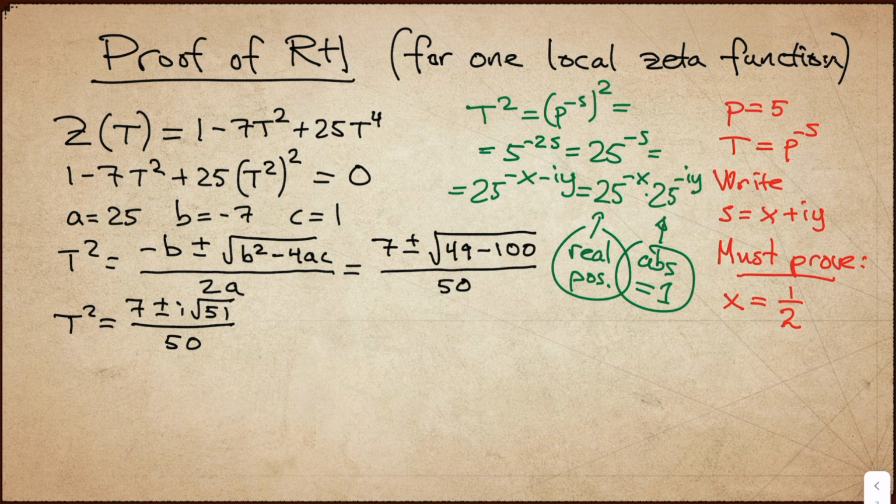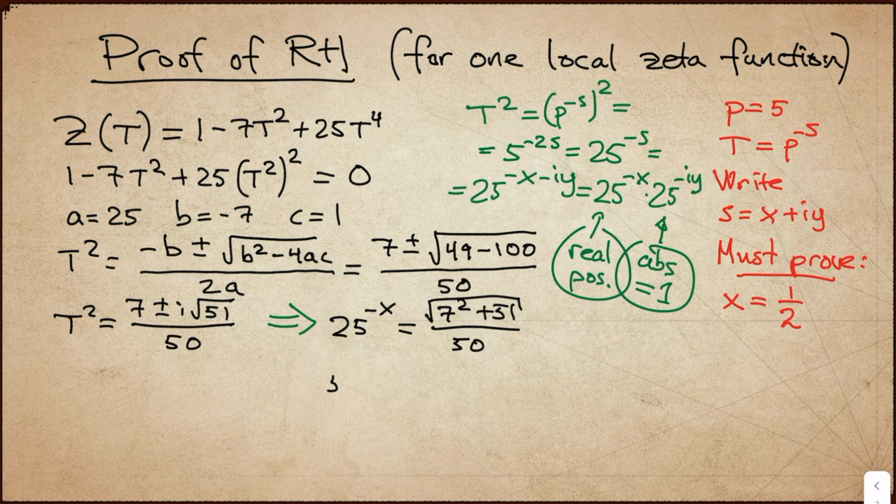Now, back to the equation. Take absolute values of both sides. Left-hand side, it becomes 25 to the minus x times 1, which doesn't matter. The right-hand side, we use Pythagoras, keep the 50 downstairs. Upstairs, it's 7 squared plus 51, and a square root.